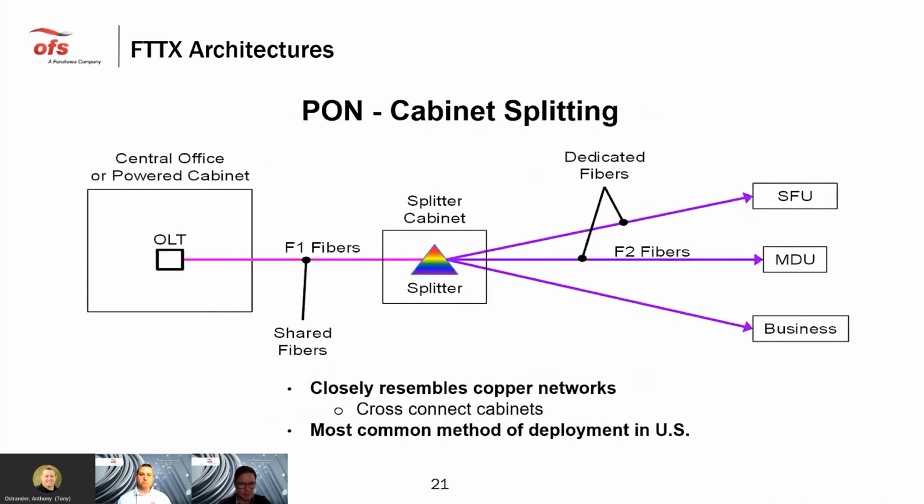All right, next slide. The next splitting architecture we've got here is a cabinet split. It's fairly similar to the central office split in that you've got your OLT located in your central office, then your shared fibers going out to a splitter cabinet. The size of the splitter cabinets can range greatly. For the sake of this, let's assume we've got a 288, so you've got nine splitters. Again, 1x32 splitters located in the cabinet, and from there you've got your individual fiber, your F2, your dedicated fibers going out to your customers.